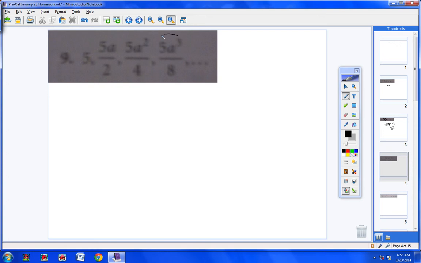Pick any term you want. I'm going to pick this term, it doesn't matter which one, and divide it by the term to the left of it. So 5a cubed over 8. Now look, it's divided by this, so I'm going to skip a step. I'm going to put times, and I'm going to go ahead and flip this fraction now. So 4 over 5a squared.